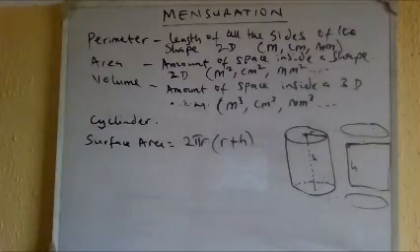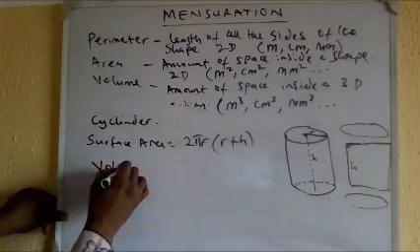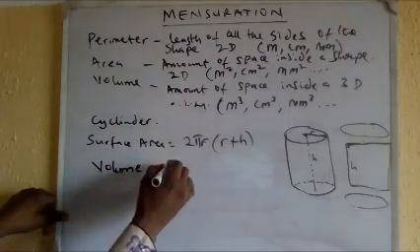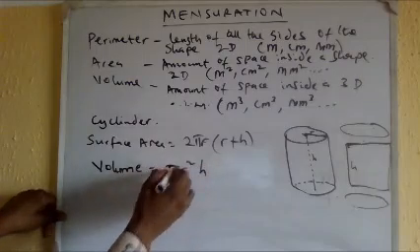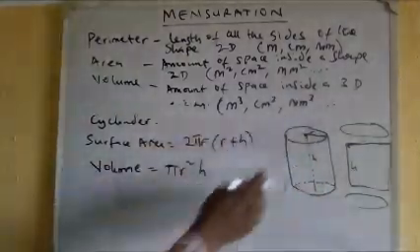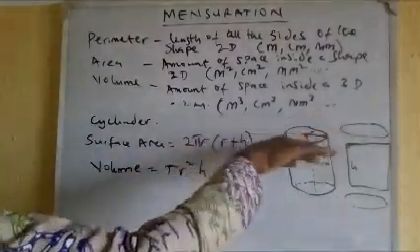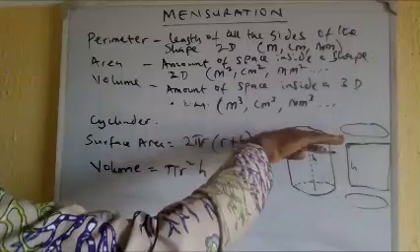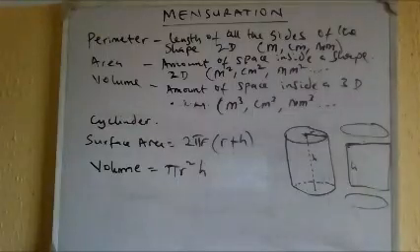The next one is the volume of the cylinder. This one is just simple. The volume is pi r square times h. This is the first pi r square, not the two: the area of the first circle times the height of the cylinder. That's the volume of the cylinder.